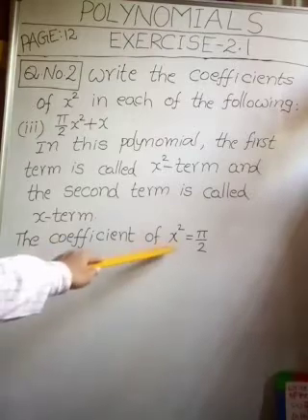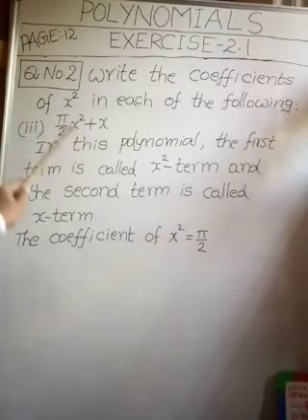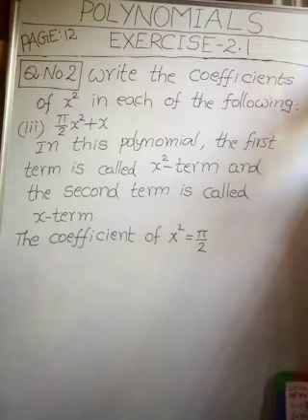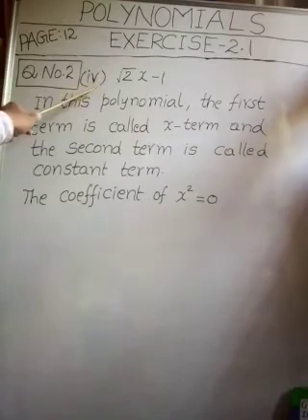Now come to the actual question. The coefficient of x square. What is the number just before this x square? Pi by 2. So pi by 2 is the coefficient of x square in this polynomial. Is it clear, my dear children? Right. Now come to the fourth question.